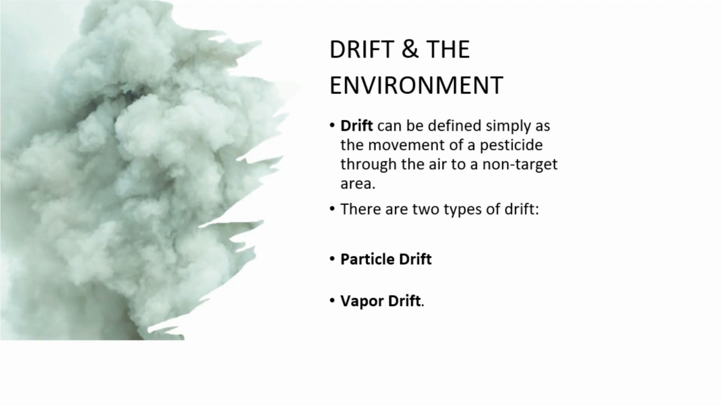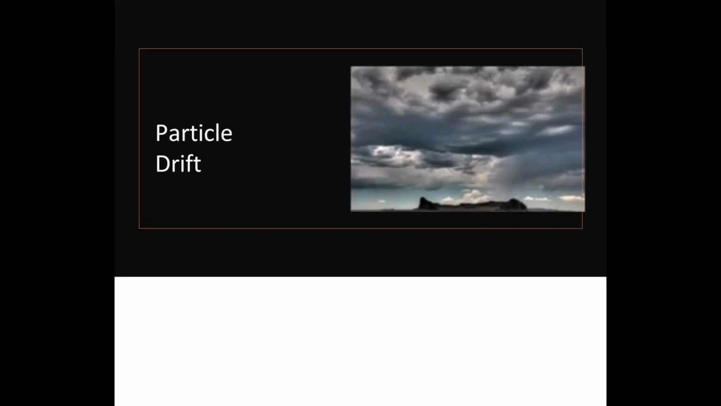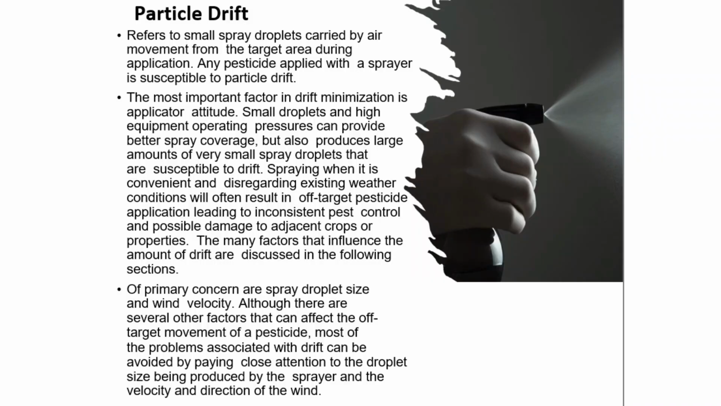Drift in the environment. Drift can be defined simply as the movement of a pesticide through the air to a non-target area. There are two types of drift: particle drift and vapor drift. Particle drift refers to small spray droplets carried by air movement from the target area during the application. Any pesticide applied with a sprayer is susceptible to particle drift. The most important factor in drift minimization is applicator attitude.